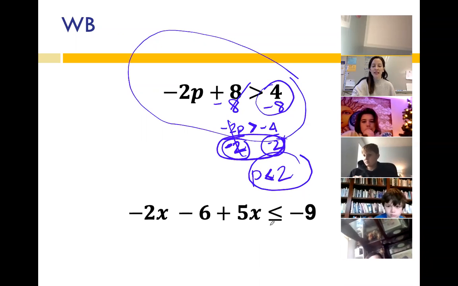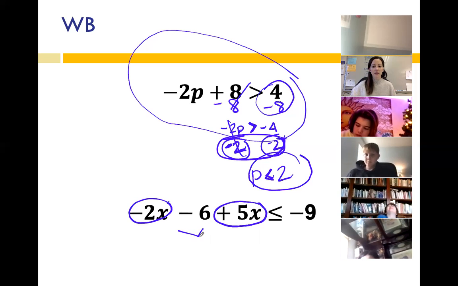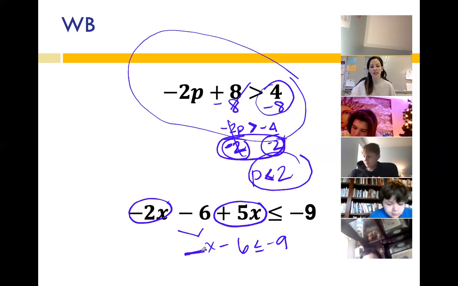All right, let's do this second one. This will be our last one. Type your answer in the chat when you're done with this one. I will tell you for this one, the first thing you want to do is combine the -2x and the +5x. You want to combine that to be something x minus 6. I'm not going to tell you what that something is, but I want you to fill in that blank. That'll be your first step. So whatever -2x plus 5x is, that's going to go right there.